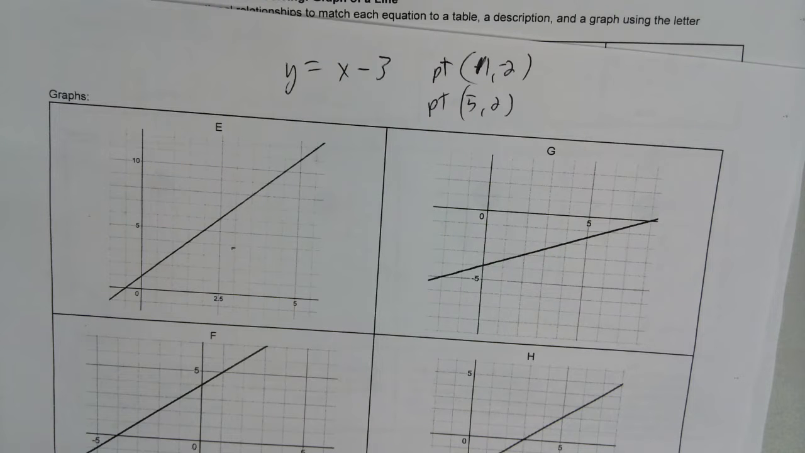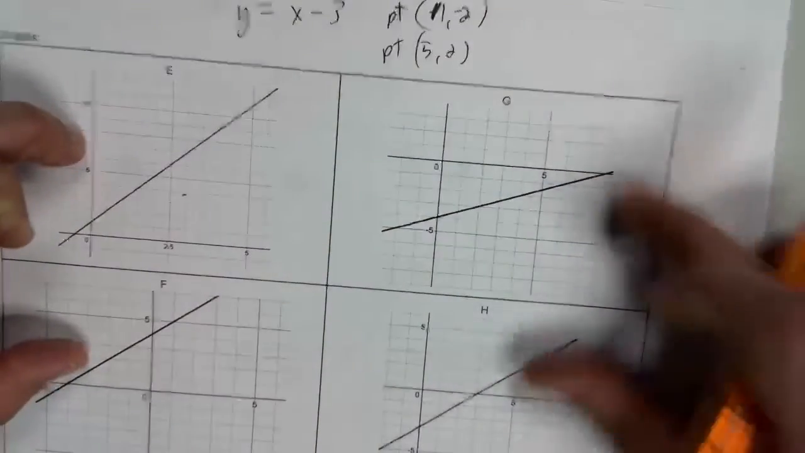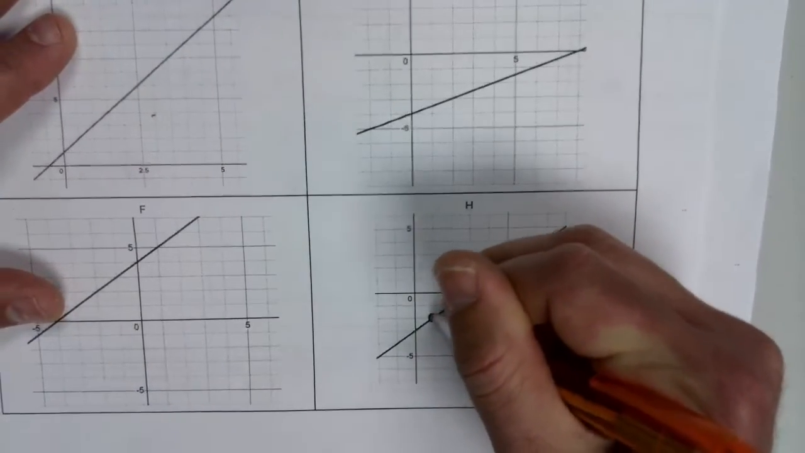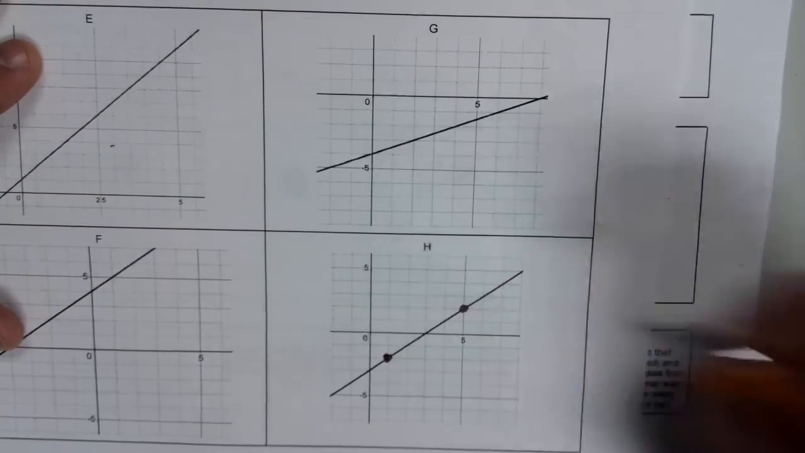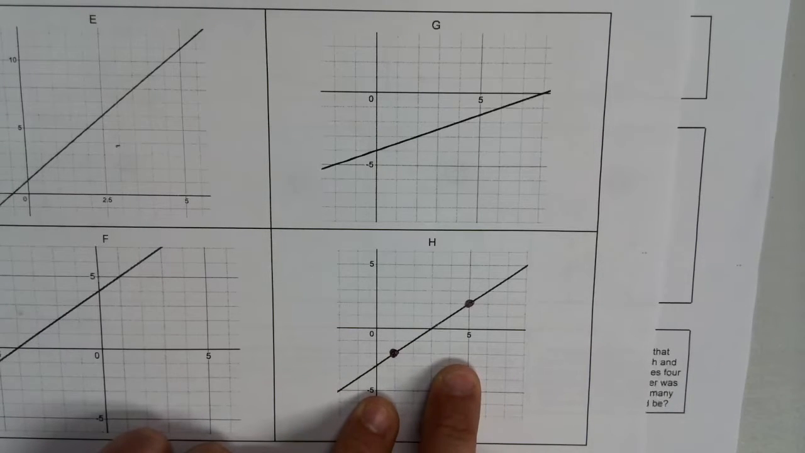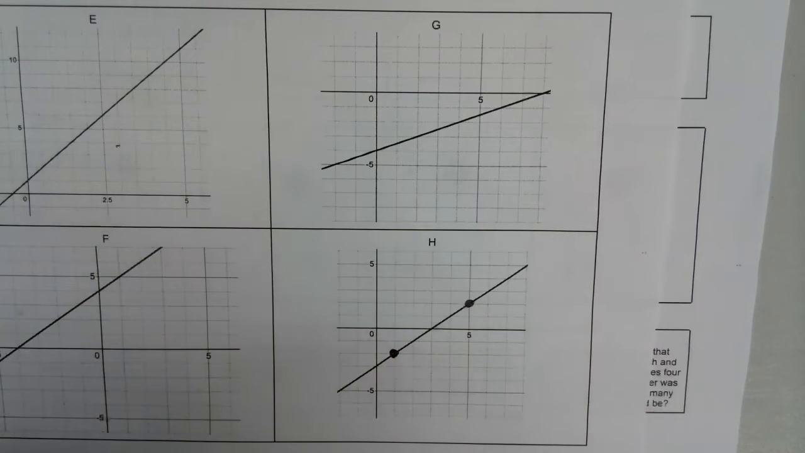Say that one more time. A graph is a picture of an equation. I don't have to say it again. Okay. So if you search through these 4 graphs, the only one that has these points on it, (1, negative 2) and (5, 2), ends up being right there. So that's what I mean by on the graph. It's on the line. Remember, the line is just a collection of all the points that belong to that rule.